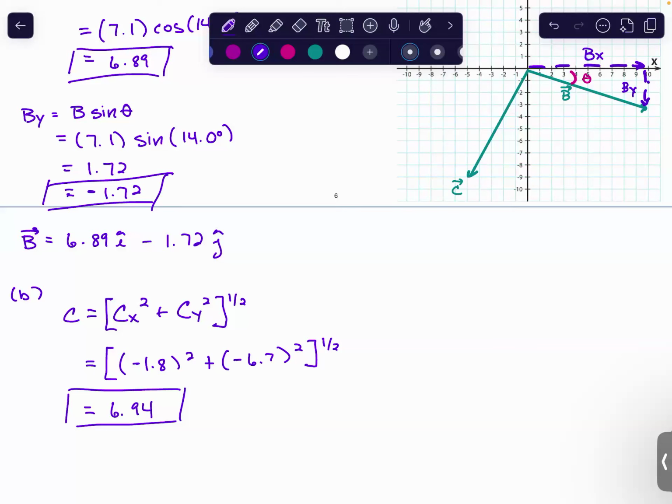Okay, and what about the direction of C? We've already used theta, so we're going to use phi this time. Phi equals what? Inverse tangent. What over what? Opposite over adjacent. Tangent is y over x.